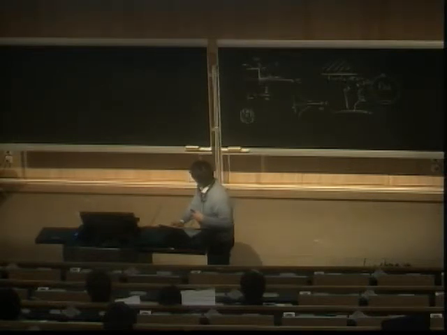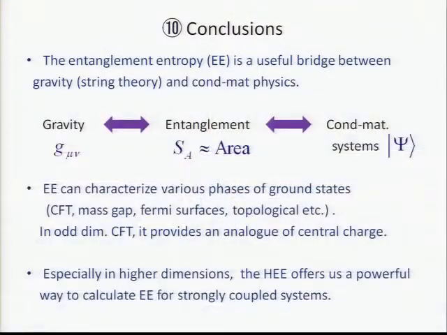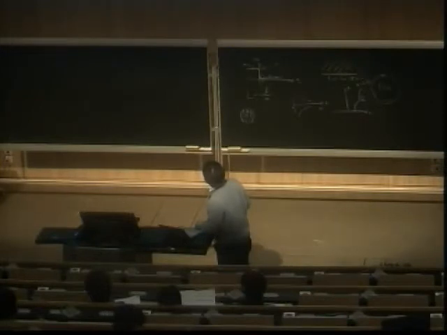Okay, so that is all of my talk. I will summarize the conclusions. This entanglement entropy connects some wave function, sometimes in condensed matter systems, to the gravity metric. So this entanglement is an area from the viewpoint of gravity, but it's a real von Neumann entropy from the viewpoint of wave functions. And this helps us to understand this wave function in terms of the metric on the gravity side. And this entanglement entropy can characterize various phases of ground states, such as CFT, mass gap, Fermi surfaces, or topological ground states.